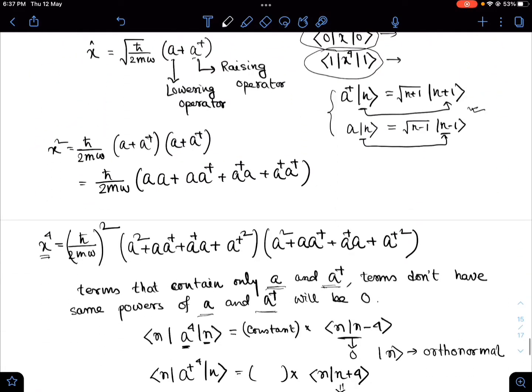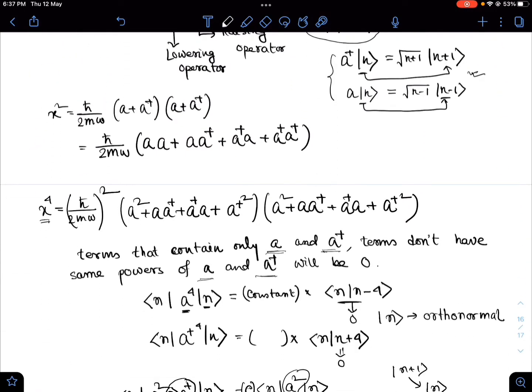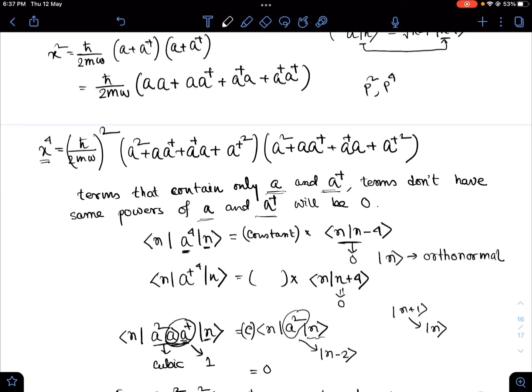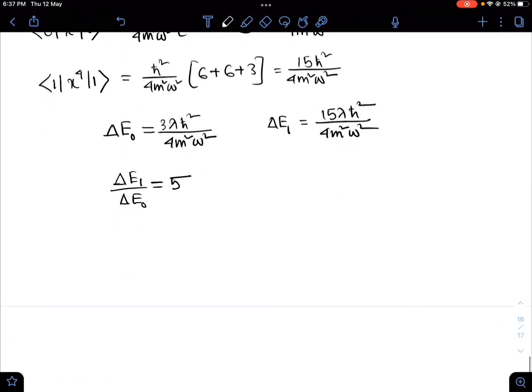So in that way you have to construct x square, or p square, or p to the power 4, or you can construct any terms. You have to keep in mind this fact: the terms that contain only raising operators or only lowering operators, if we sandwich them between the same n, will be 0, and the terms which don't have the same power of a and a dagger will also be 0. But that is the case for only first order perturbation theory.